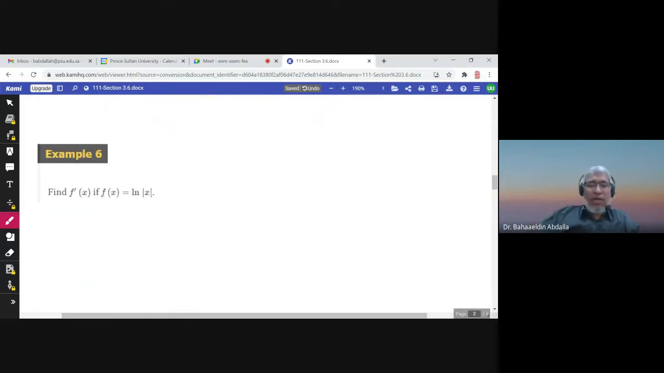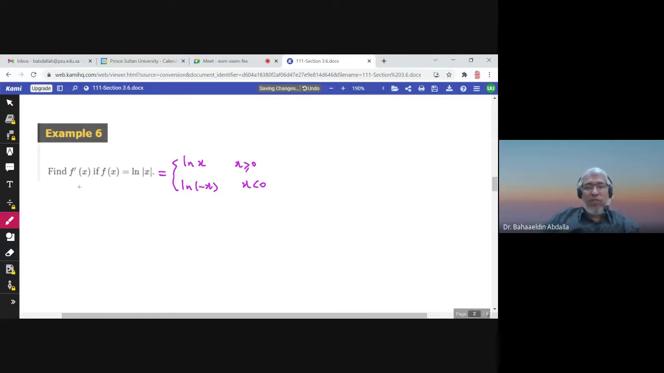Well, here, f of x equals ln absolute value of x. Find the derivative. To find the derivative, let me first write the definition of ln absolute value of x. This function has two definitions. Either it is ln x if x is positive, and it is ln negative x if x is negative. So this is f of x.